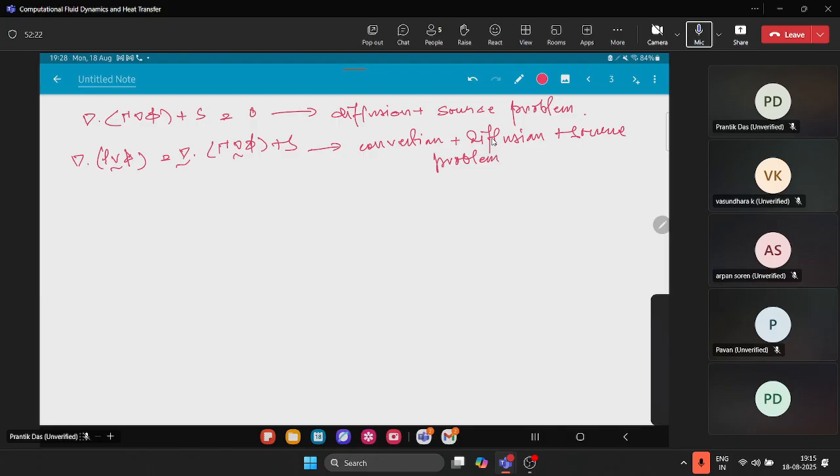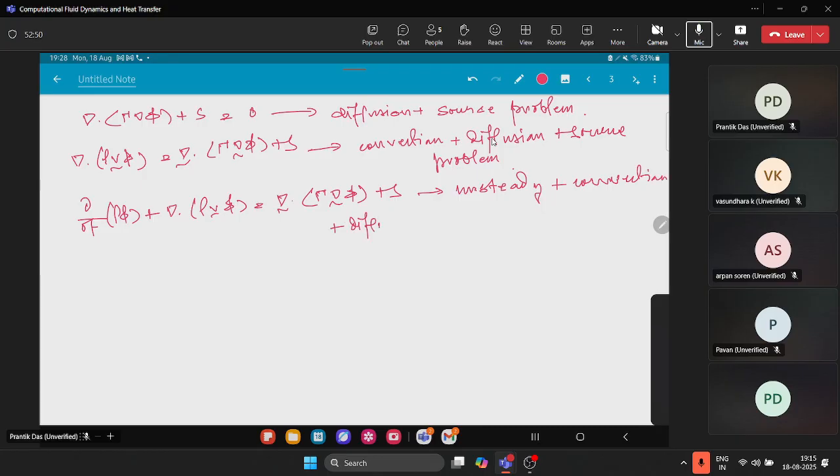Similarly, if I write it like the unsteady one, this becomes ddt of rho phi plus del dot rho v phi equal to del dot gamma grad phi plus s. This is basically an unsteady convection diffusion source problem.